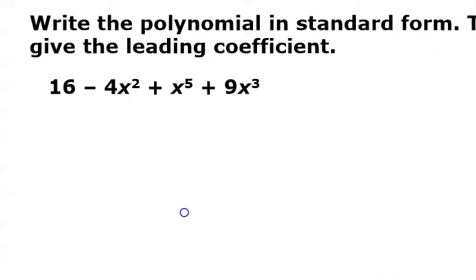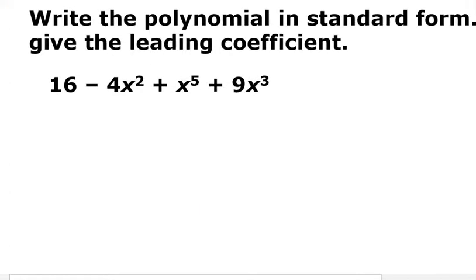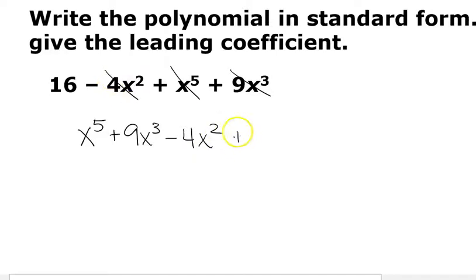So let's write this in standard form, meaning we're going to write the biggest to the smallest. So our biggest is x to the 5th. And then our next biggest is 9x to the 3rd. And then we have minus 4x squared. And we have plus 16. And see, we're going in descending order. 5, 3, 2, 0. Perfect. I know we have some gaps there, but we have the biggest on the left, smallest on the right.